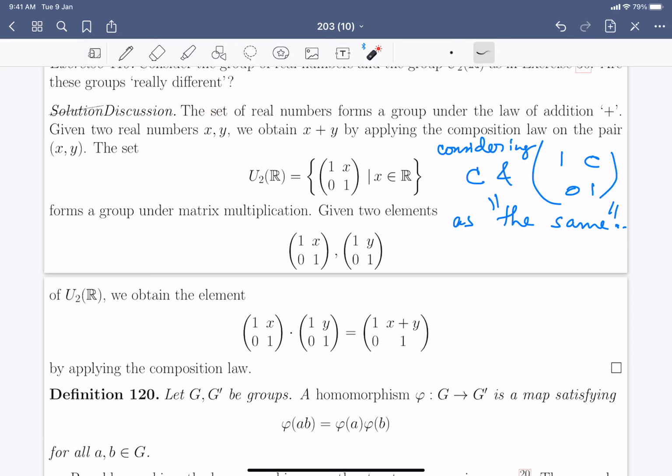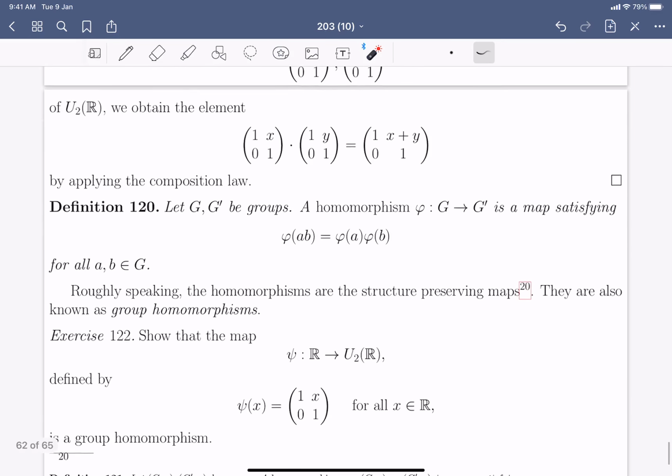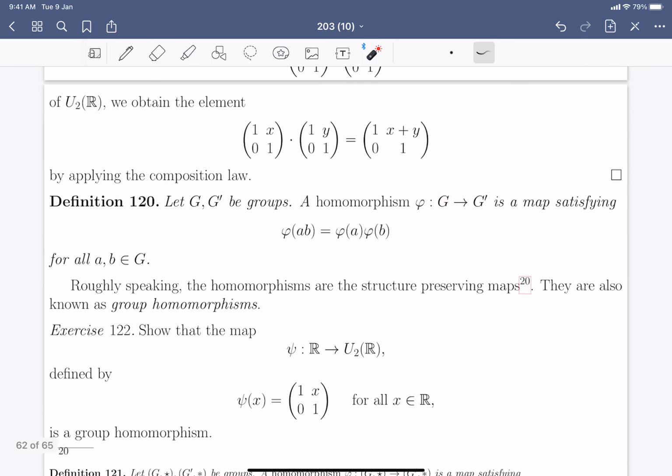when you pick two real numbers x and y and compose them using the composition law of the group of real numbers, then what you get, and with which these numbers have been identified, namely 1 x 0 1, 1 y 0 1, and 1 x plus y 0 1. Okay, so there you see that if you compose these two, you end up getting this. This is precisely what I have just mentioned while defining homomorphism.